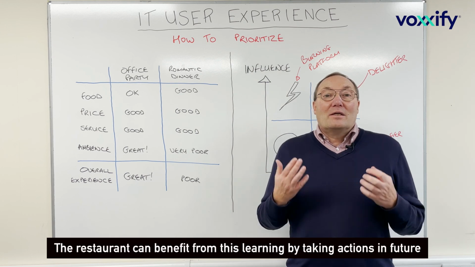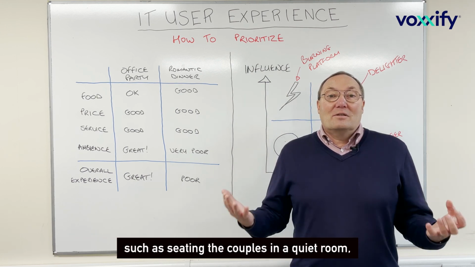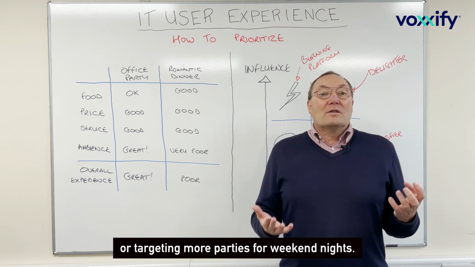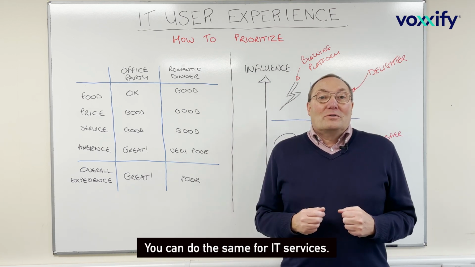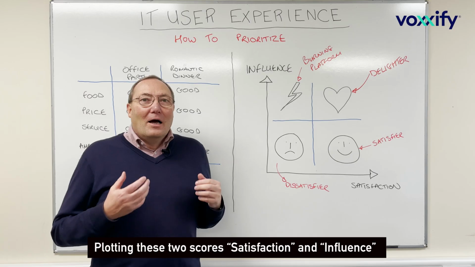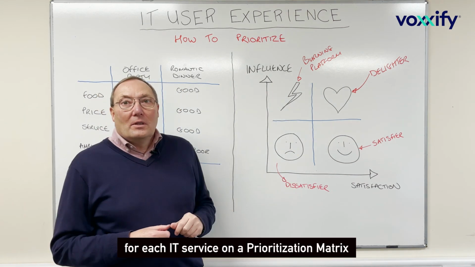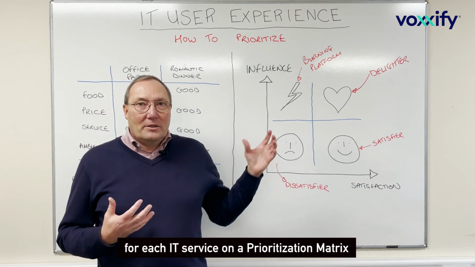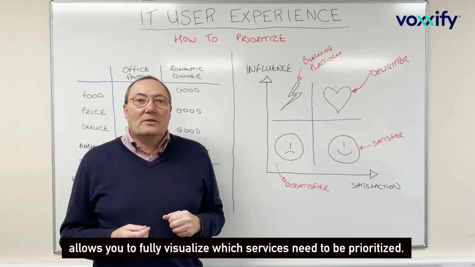The restaurant can benefit from this learning by taking actions in future, such as seating the couples in a quiet room or targeting more parties for weekend nights. You can do the same for IT services. Plotting these 2 scores, satisfaction and influence, for each IT service on a prioritization matrix allows you to fully visualize which services need to be prioritized.